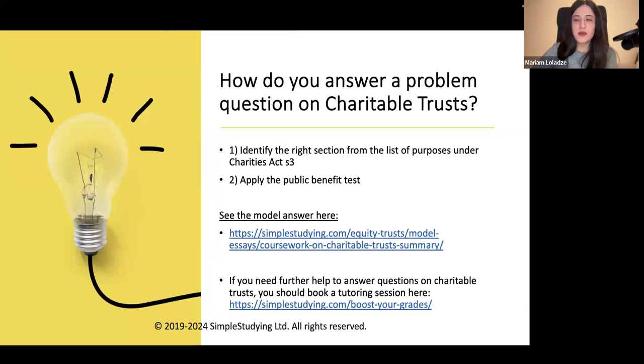How do you answer a problem question on charitable trusts? First, you need to identify the right section from the list of purposes under Charities Act Section 3. And secondly, apply the public benefit test. There are multiple cases you may need to apply for the public benefit test. Make sure that you apply the relevant one. Not all the cases about public benefit would be relevant, just the ones that are actually similar, or if the principle in that particular case is relevant.